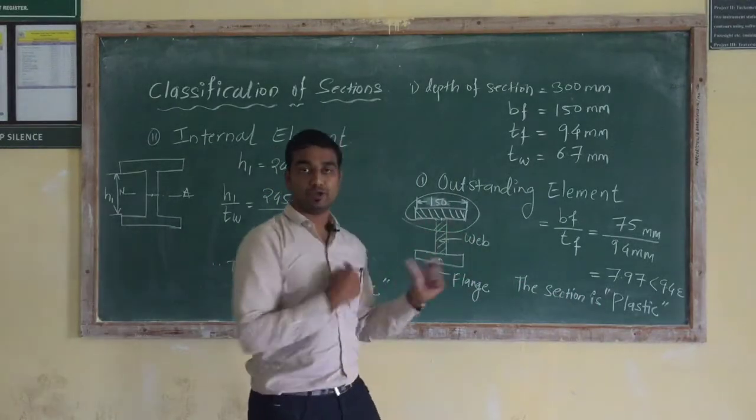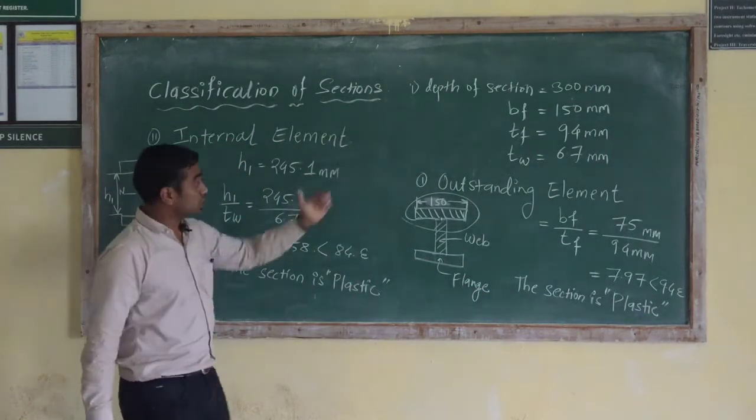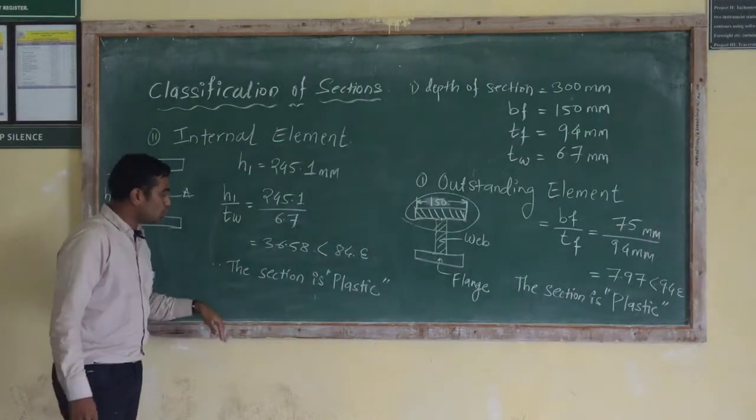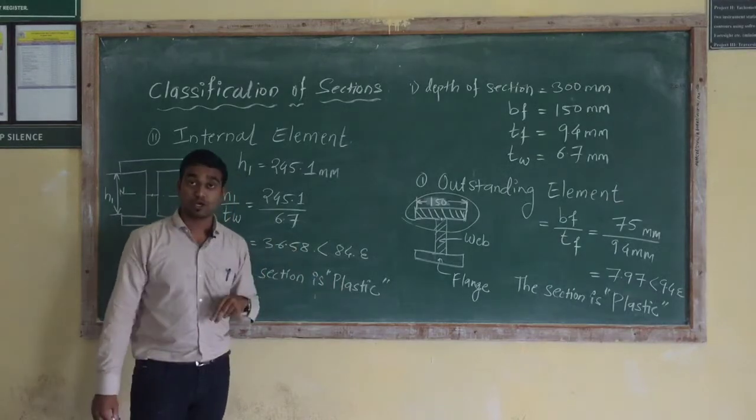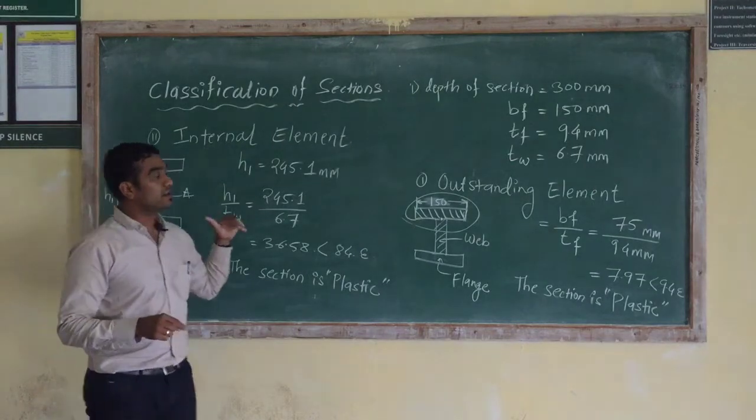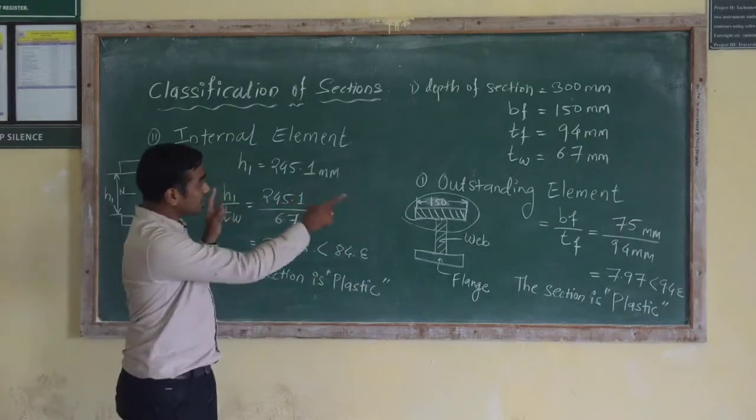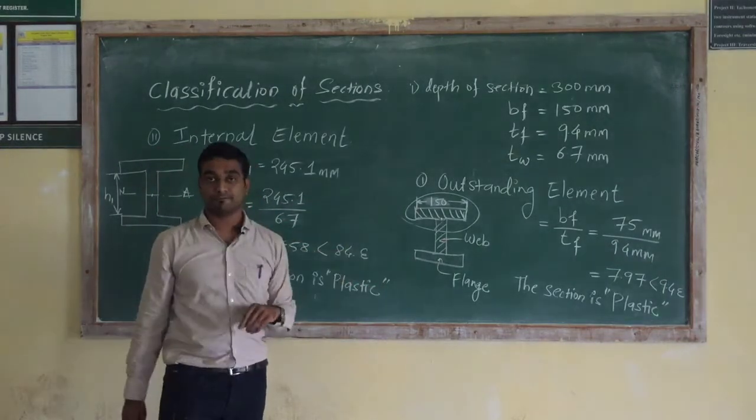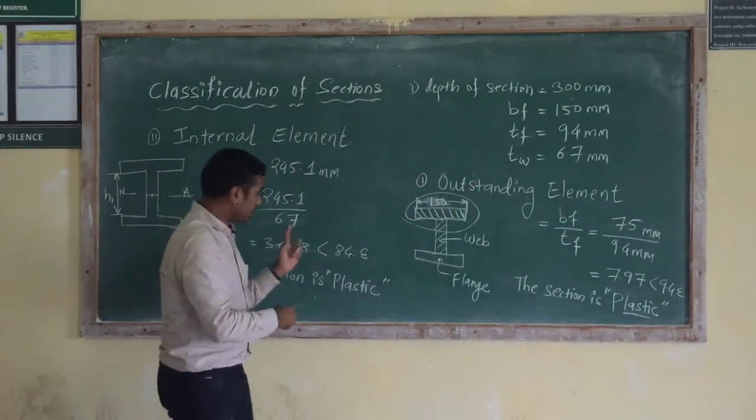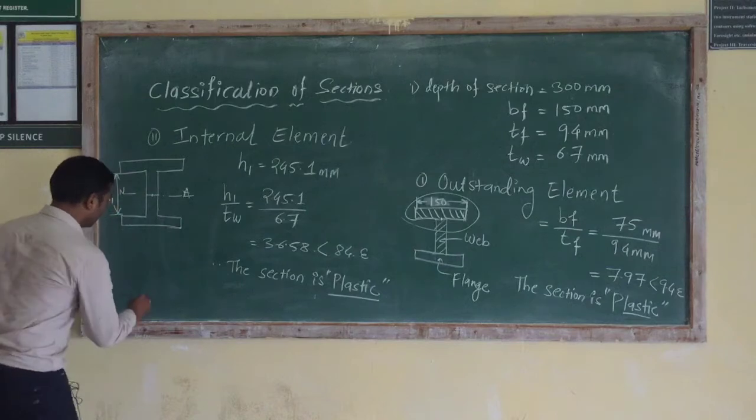Now we have both the values, for the outstanding element and for the internal element. The outstanding element is classified under the class of plastic and the internal element is also classified under the class of plastic. Therefore, you can say that the ISLB 300 is classified under the class of plastic only, because both the elements are classified under the class of plastic.